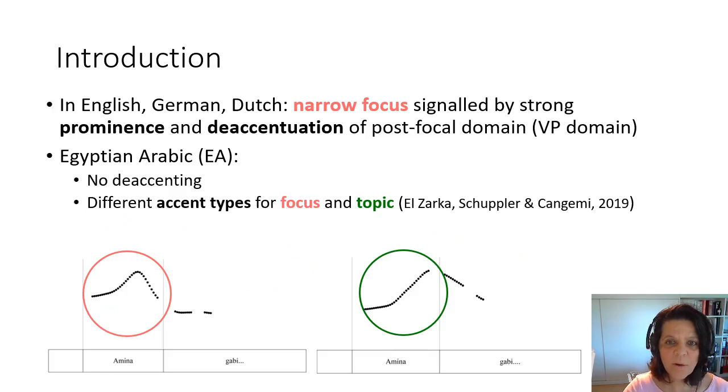In West Germanic languages, narrow focus is usually signaled by strong prominence and deaccentuation of the post-focus domain. So in our case here, it's the verb phrase, the VP domain. Egyptian Arabic practically has no deaccenting, but we know from previous work that focus and topic are usually signaled by different accent types. So a focus is usually correlated with a sharp rise-fall, whereas a topic is signaled by a plain rise.